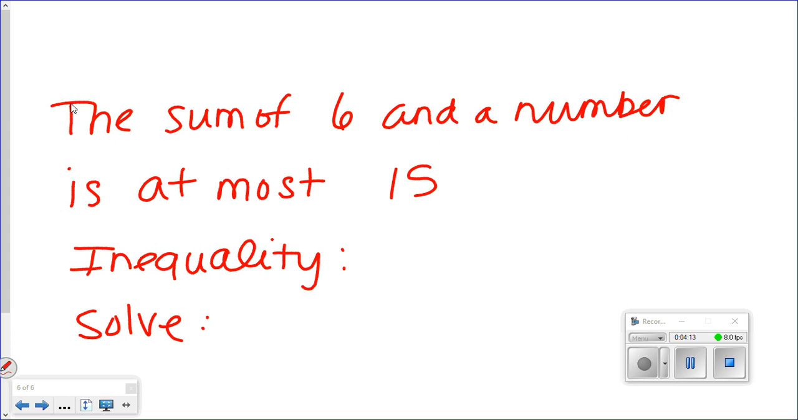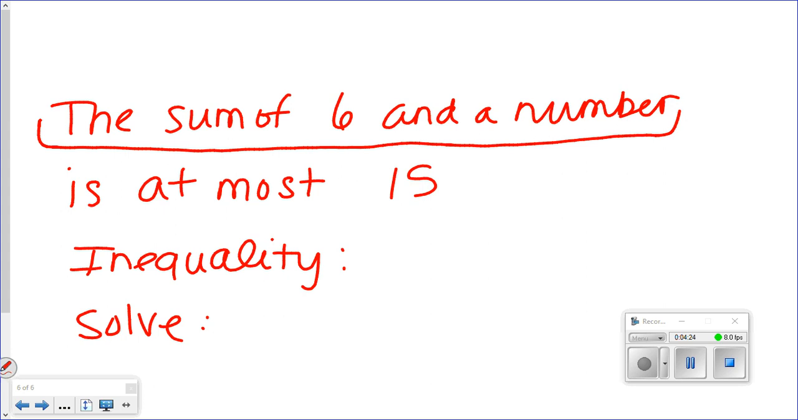At most. Do you have it in there? Is it in there? I'm sure. Don't want to throw something at you. I didn't even tell you. Okay, so you maybe did this. The sum of a number and 6 is at most 15.